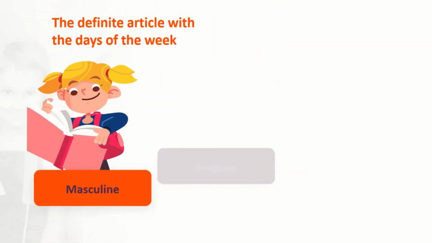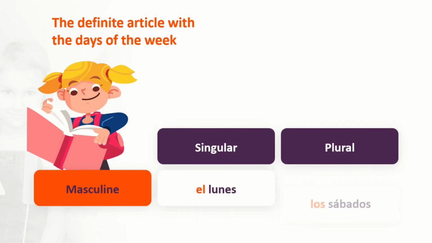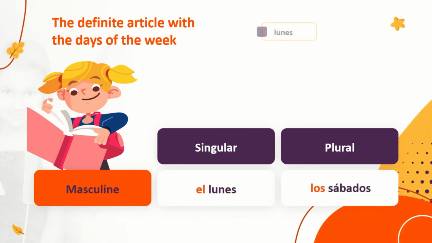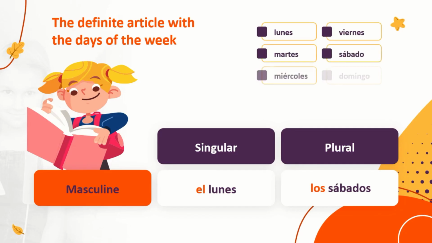You may remember the definite article el, la, los, las from our first lesson. To say something you do on a specific day of the week, use el. For example, el lunes on Monday, el martes on Tuesday, and so on. However, if you use los, for instance, los sábados, los domingos, you're saying on Saturdays, on Sundays, or every Saturday, every Sunday.